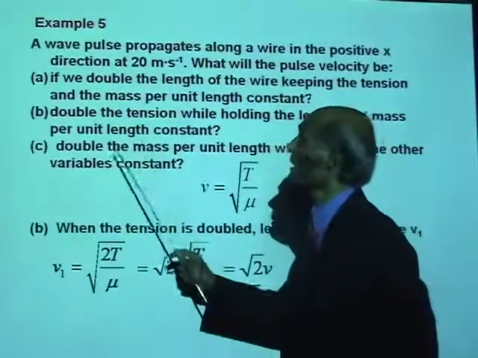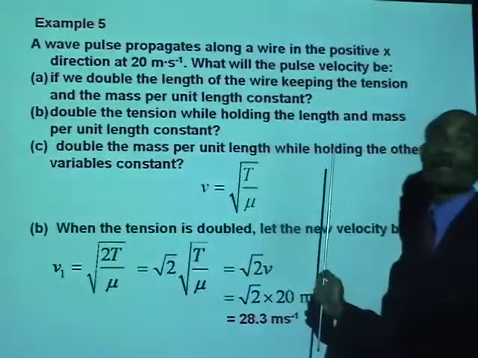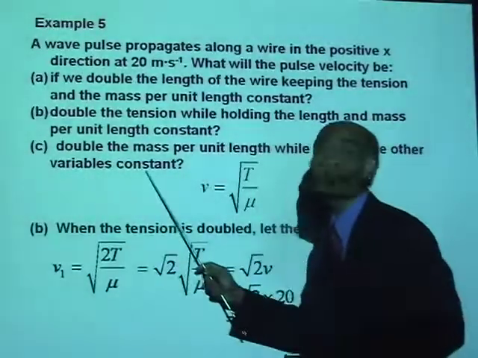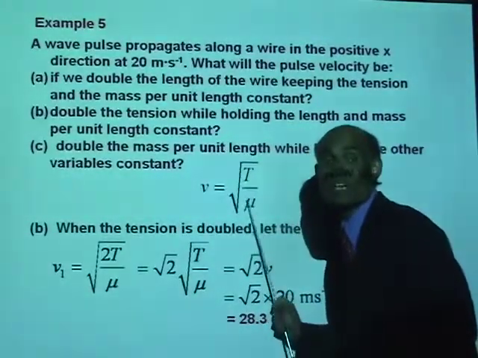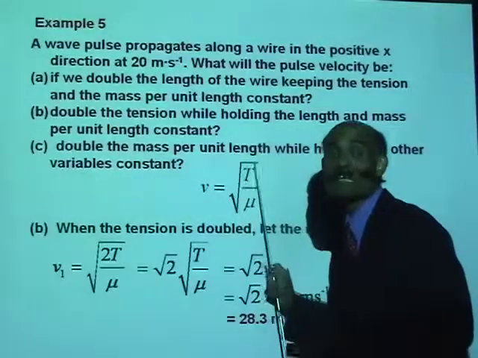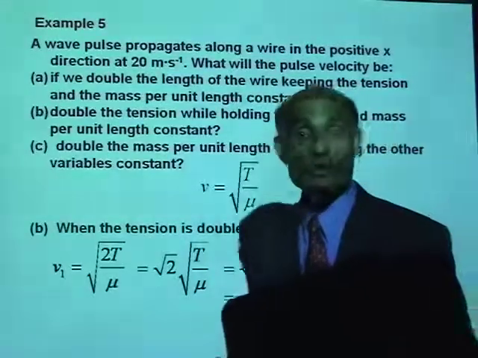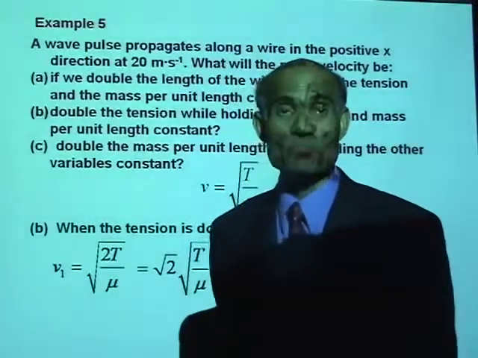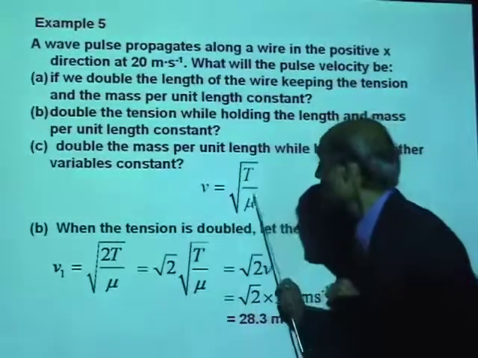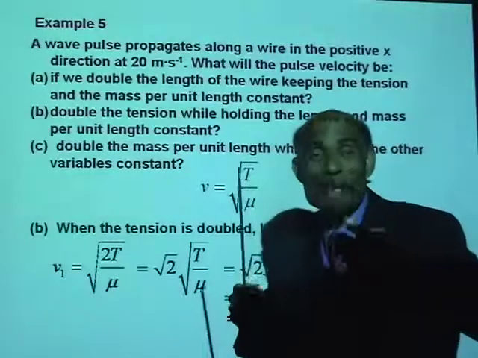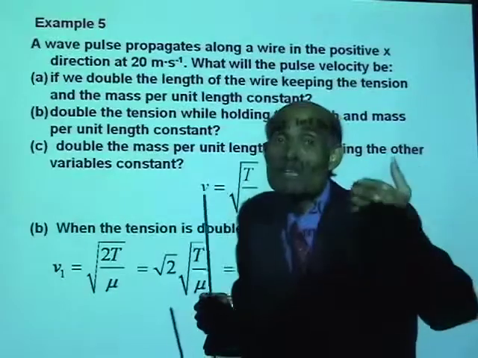Now, the third part, you double the mass per unit length while holding the other variables a constant. So this time, you double the mass per unit length, double mu, keeping T a constant. What will happen to the speed? Can you tell me what the answer will be? Just tell me, will the speed increase or decrease? You double the mass per unit length, make the wire thicker. Will the speed increase or decrease?